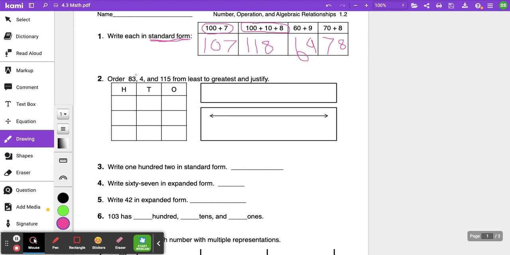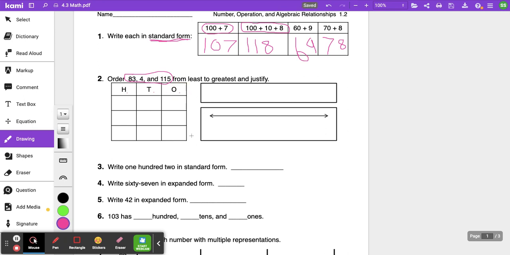Here for number 2, we are going to work with these 3 numbers. Can you please read them with me? They are the numbers 83, 4, and 115. Last week, we worked on ordering numbers like 115 from least to greatest and greatest to least. And we used this place value chart of hundreds, tens, and ones.